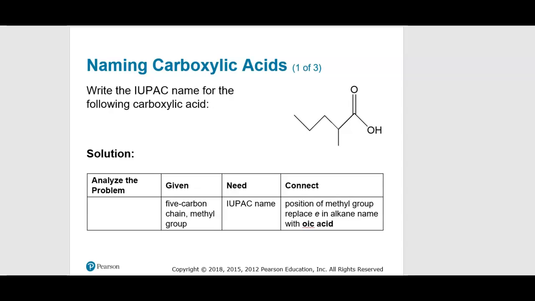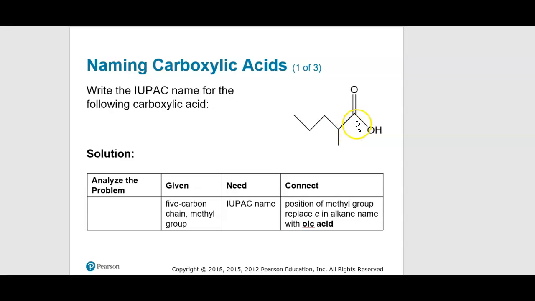Write the name. All right. Same thing as always. Your longest chain is going to define the name of the acid. So you see there's 1, 2, 3, 4, 5. There's 5 carbons in that chain, including the carboxyl group. The carboxyl group does count in that chain.